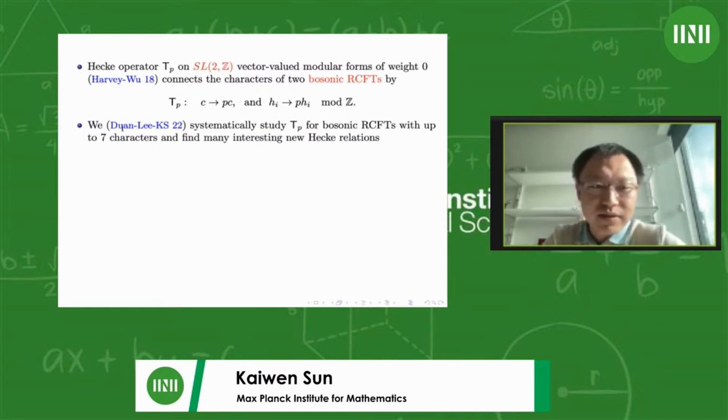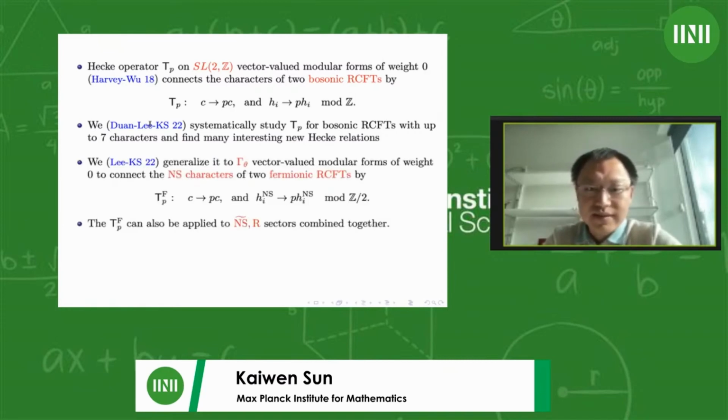So in my previous paper with Zhihao Duan and Qiming Li last year, we systematically studied this Hecke operator of Harvey and Wu for many bosonic rational CFTs with up to 7 characters, and we found many new interesting Hecke relations. Later, we generalized Harvey-Wu's Hecke operator to the fermionic cases. Mathematically, this is a Hecke operator on the so-called Gamma theta vector valued modular forms of weight 0. This Gamma theta is a congruence subgroup of level 2, which is generated by S and T squared, which I will talk about later.